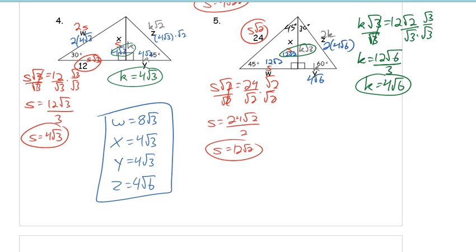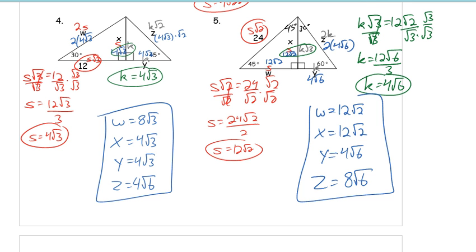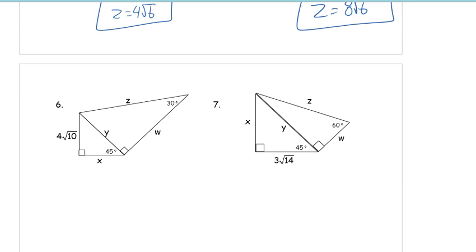Go back and answer all of our questions. So do we have a W? Yes, we did. W was 12 radical 2. X was also 12 radical 2, which makes sense because that was in your 45, 45, 90, so those are the same. Y is 4 radical 6. Z is 2 times 4 radical 6, or 8 radical 6. Okay? So a couple doubles that we're looking at.